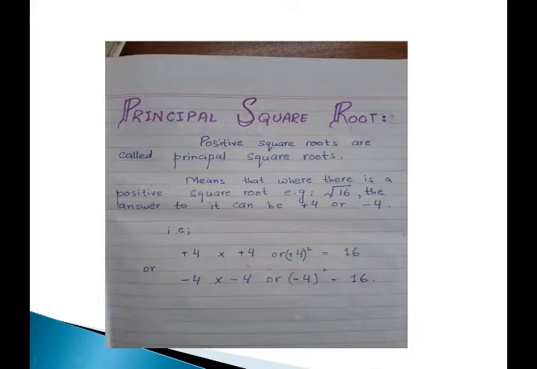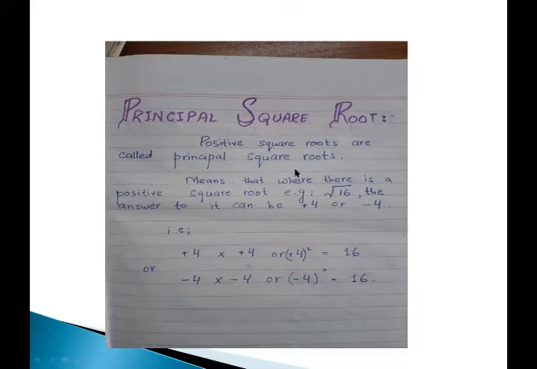So what is the principal square root? You have already learned about square roots and radical signs. Now we are moving towards principal square roots. What are principal square roots? Positive square roots are called principal square roots. This is the general definition of the principal square root.